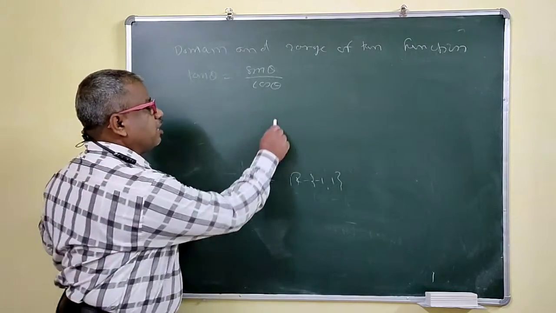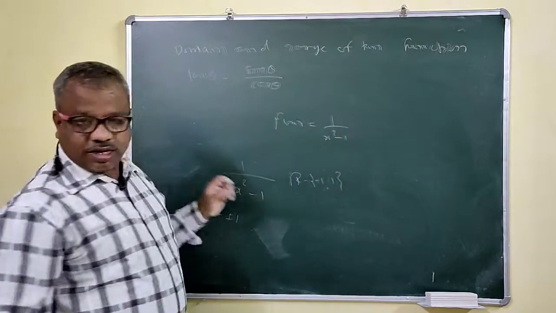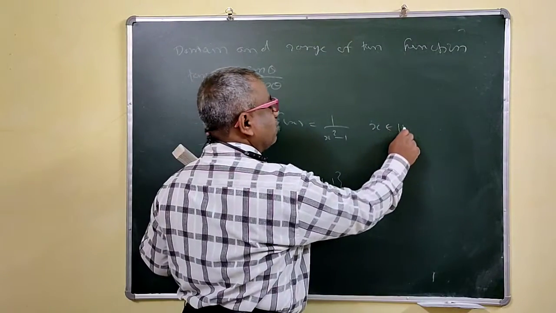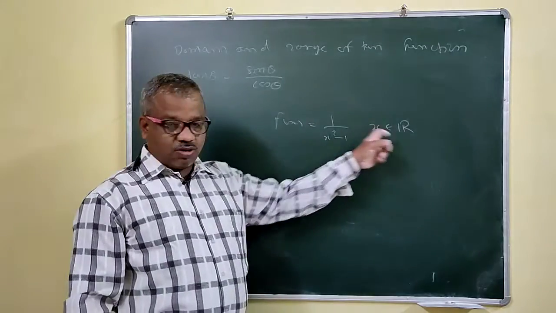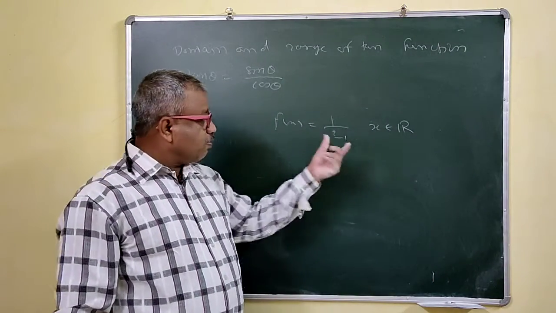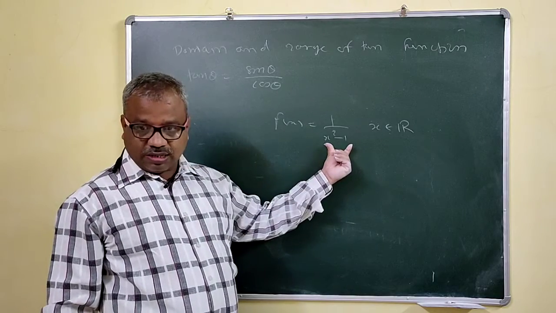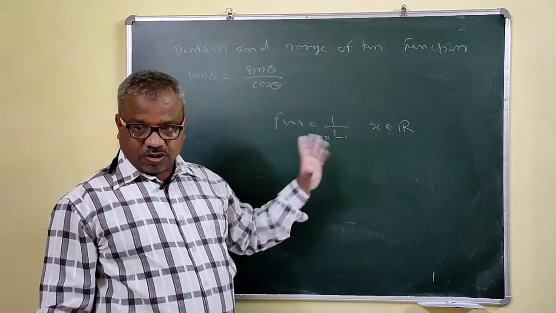Add this now. If you write here f of x is equal to 1 upon x square minus 1, right now this is not a function if x belongs to R. Because for 1 and minus 1 it is not defined. That means f of 1 does not exist, f of minus 1 does not exist. It is not a function then.